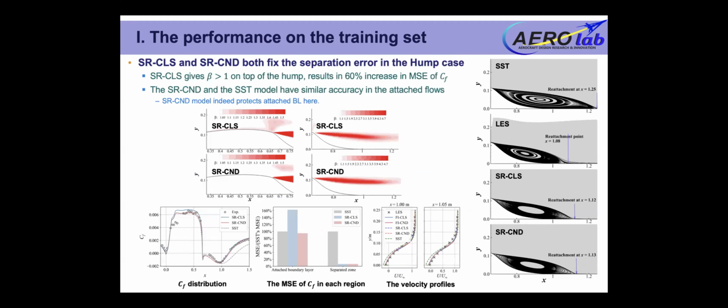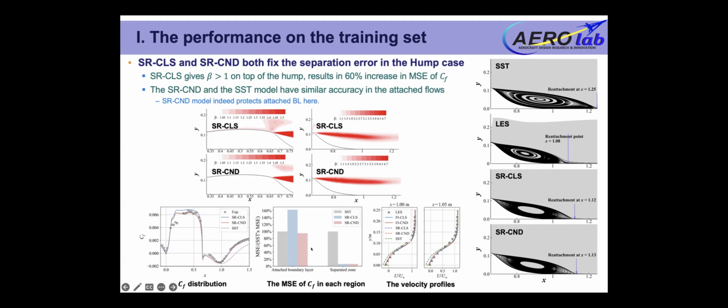And another training case is the NASA hump case. Here on the right column, you can also see that the reattachment point's accuracy is significantly enhanced by using the SR-CLS and the SR-CND model. And the velocity profiles also suggest the same. However, the SR-CLS model gives a beta larger than 1 on top of the hump, which results in a 60% increase in the mean square error of the friction coefficients, as you can see in this central bar plot here.